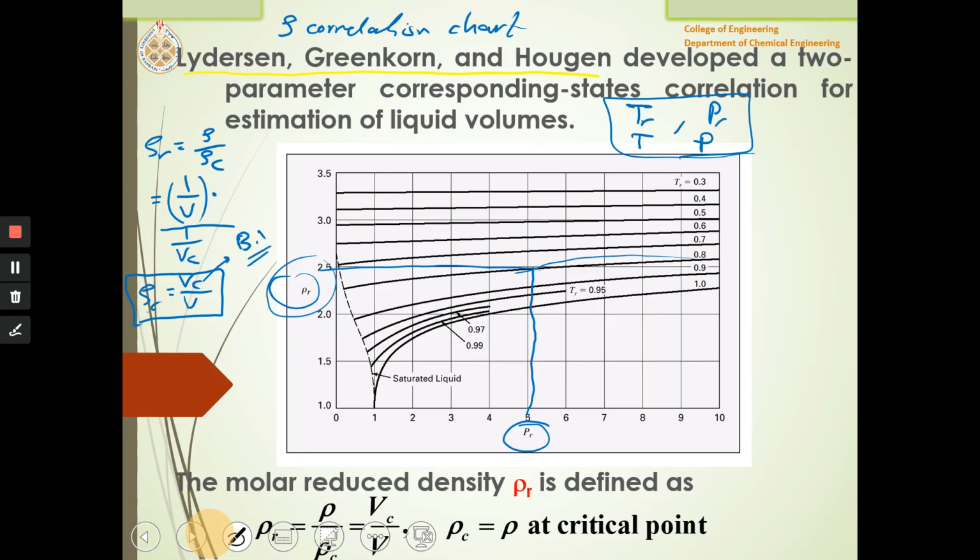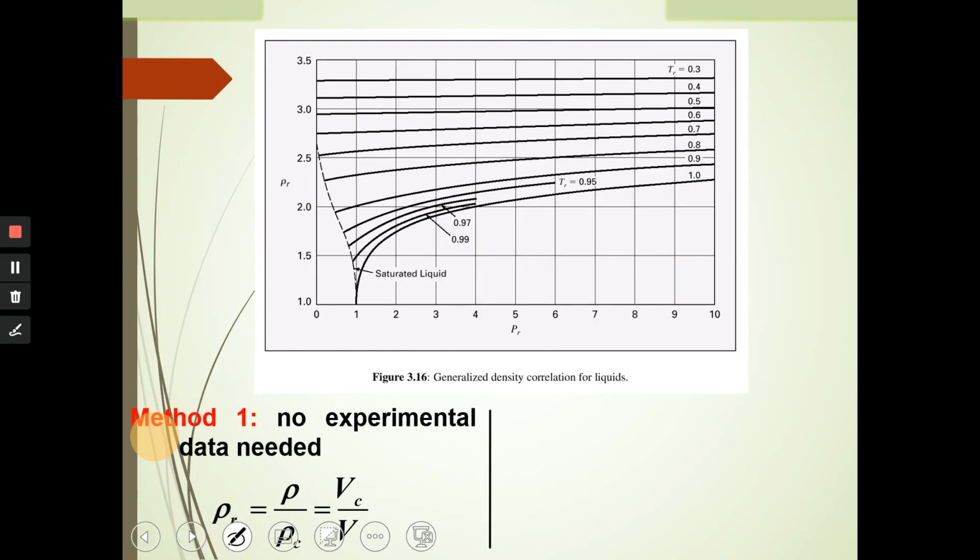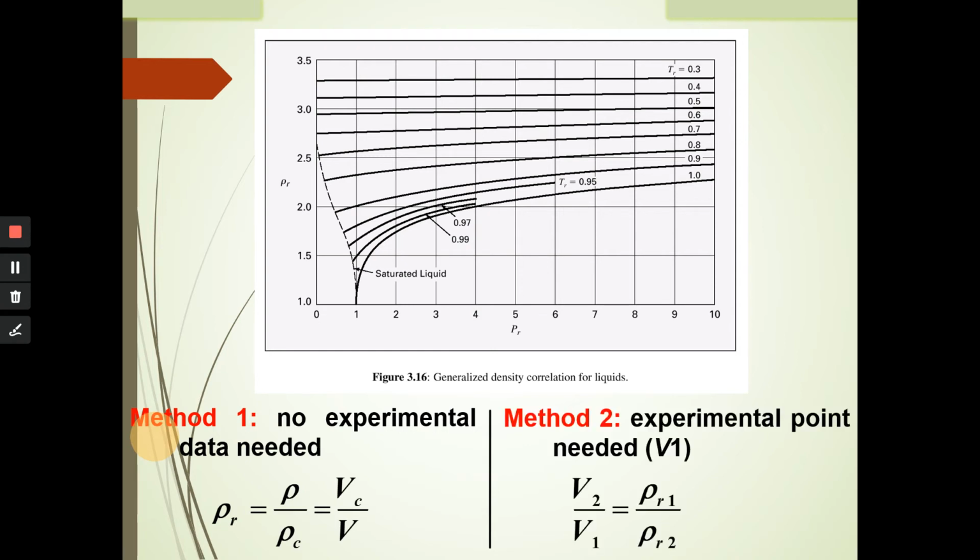So if no experimental data are given, as we said, all you need is the rho R from the chart, and then you will get the volume from this relationship. And a more accurate result is if an experimental point is given. In the question, you will notice sometimes that they do have an experimental point, meaning one extra data given to you. And this extra data is an experimental point or value that will help you to get a more accurate result.